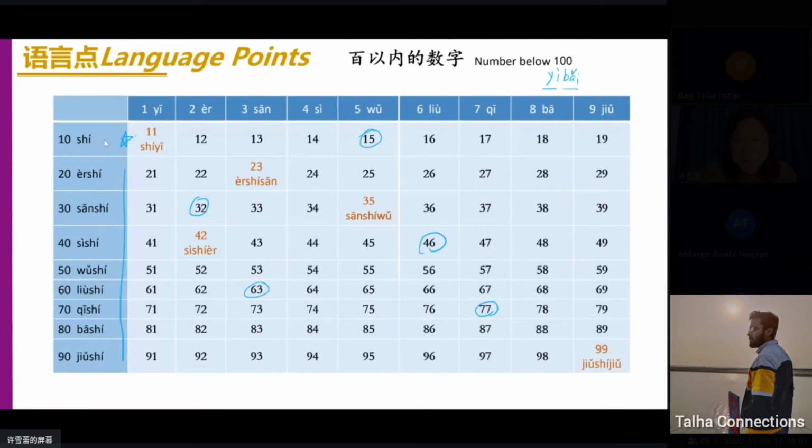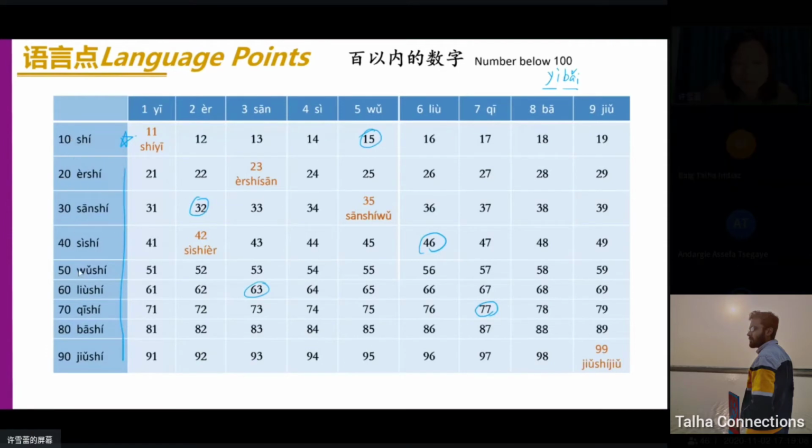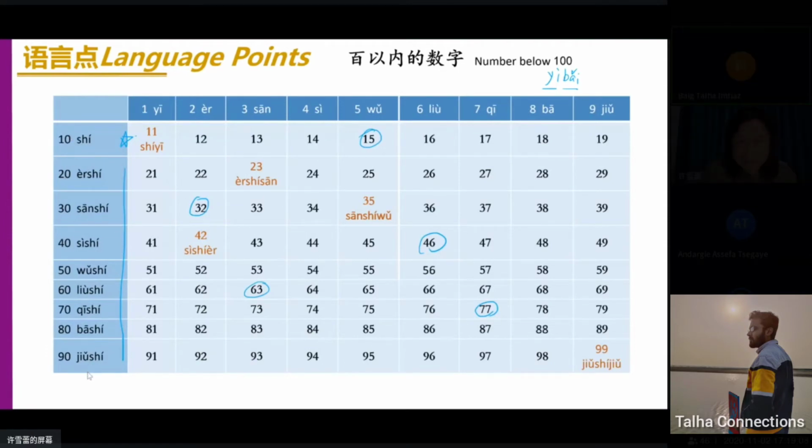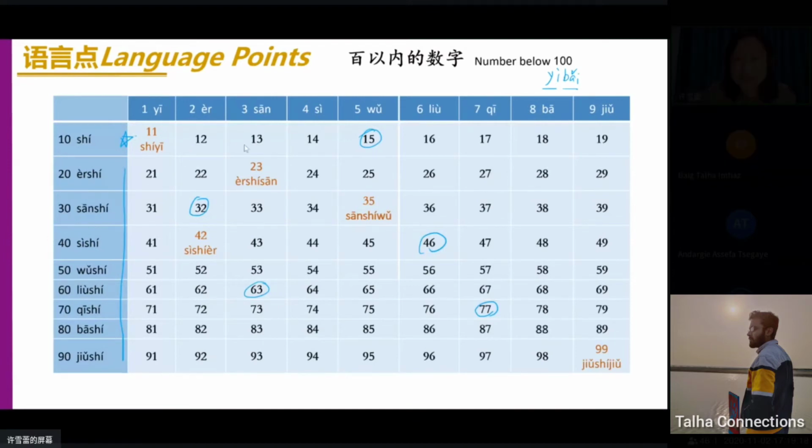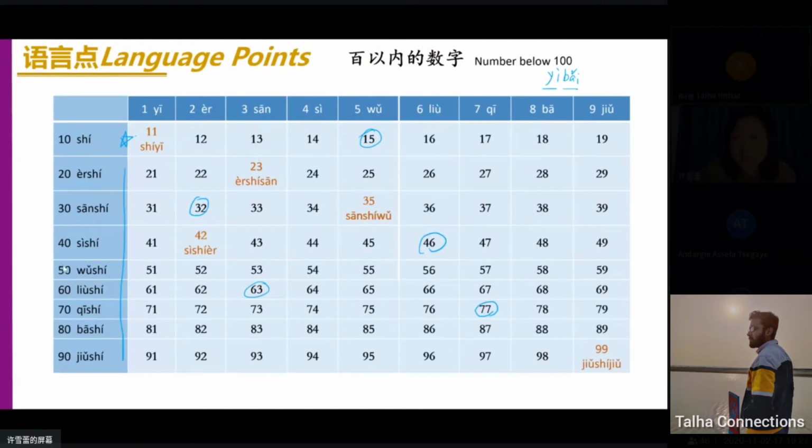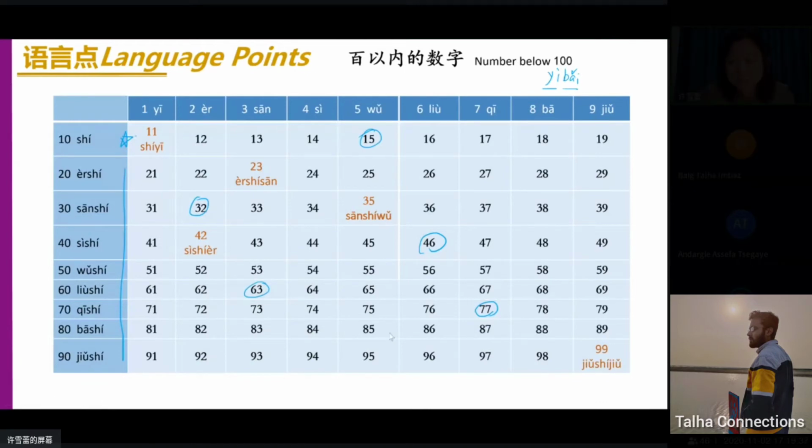So you need to compare these 9 numbers with these 9. This side is 10, 20, but 12 is 12. 30 is 30, 13 is 13. So differentiate them. Don't be confused. Now let me see any questions. Oh, good. You are asking about the numbers here. Now let's turn to it.